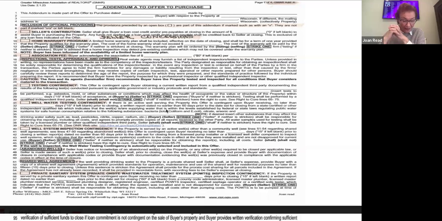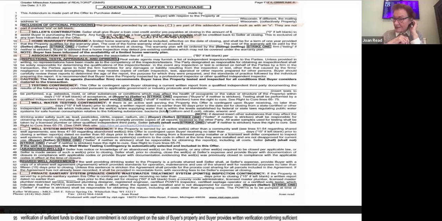And then the first box talks about inclusion of optional provisions. And that's the same sort of instruction. If you want to include one of these provisions, you have to mark the box in front of it. If they are not marked, left blank or with an NA, then it's not part of this addendum A. So make sure you attach that.